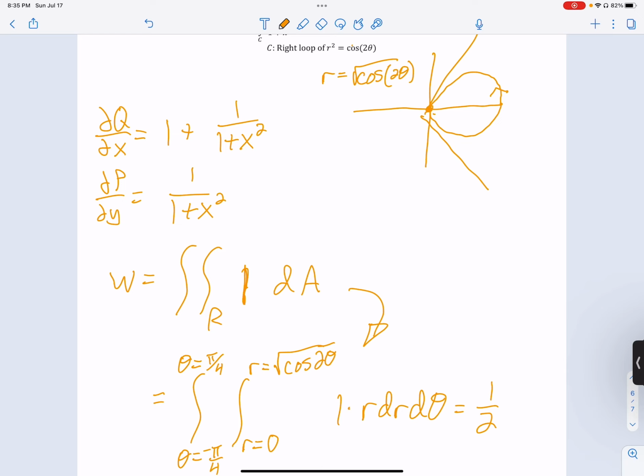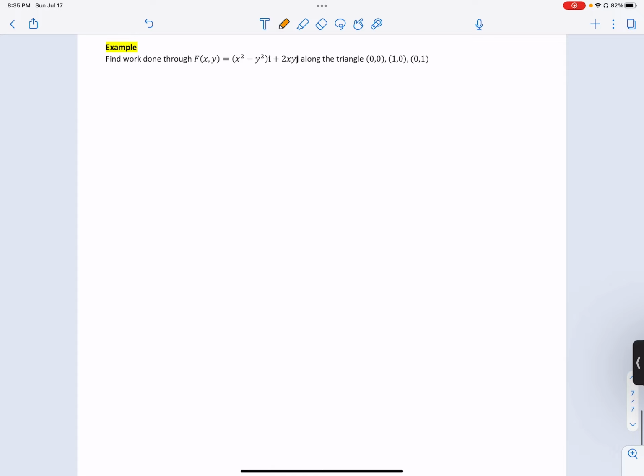All right, moving forward with more curves. We have to find the work done through that vector field on the triangle. So I like to draw the triangles. I have 0, 0. I got 1, 0. And I got 0, 1. Along that path, it has to be counterclockwise for it to work. So we are moving counterclockwise, even though we don't see that manifest anywhere. It just has to be.